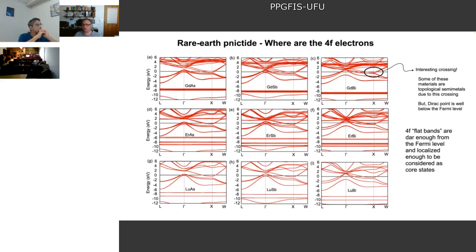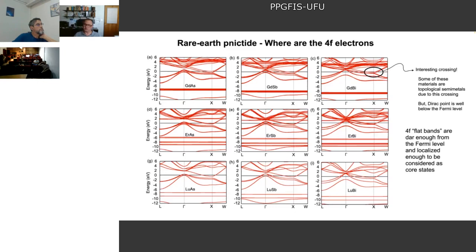I want to point out this interesting crossing here in the case of bismuth, where the lanthanum rare earth d bands cross the pnictide p bands, and that is an interesting crossing that makes some of these materials topological semimetals. But the Dirac point is well below the Fermi level. It's harder to assess it, right?